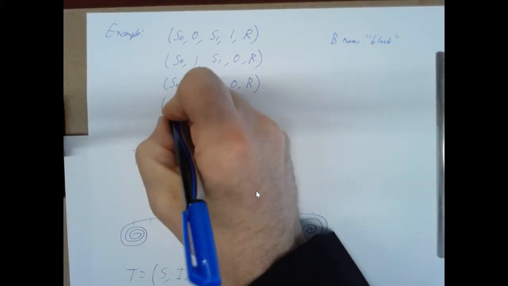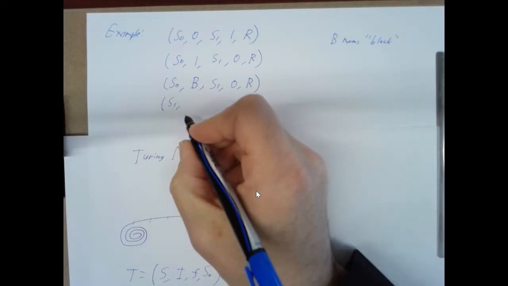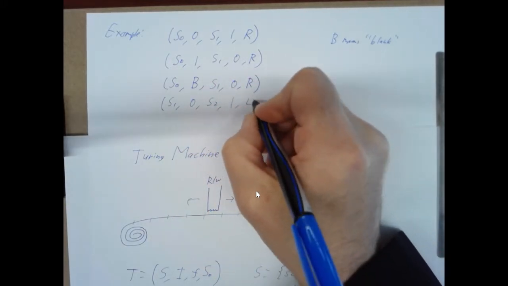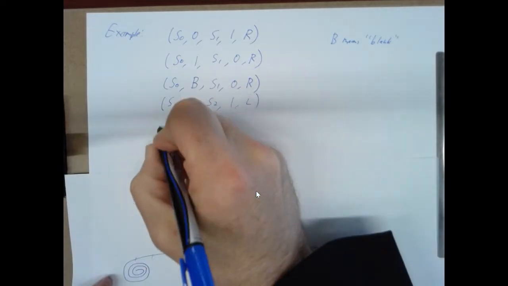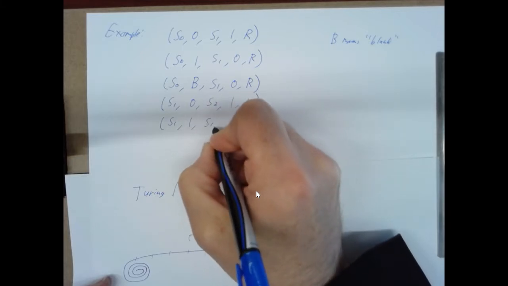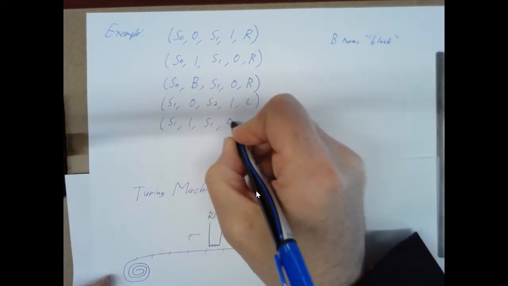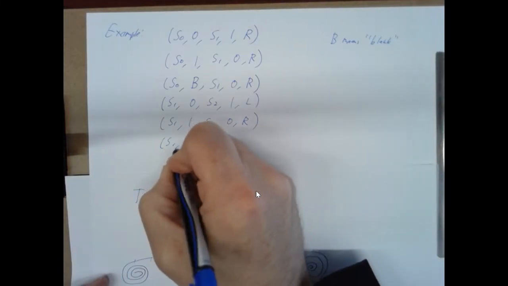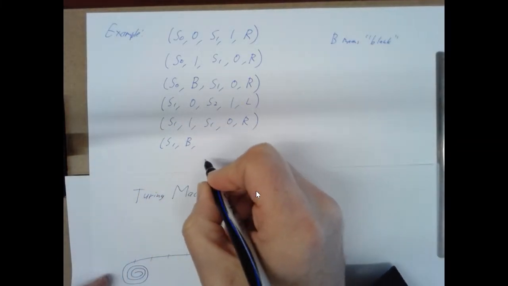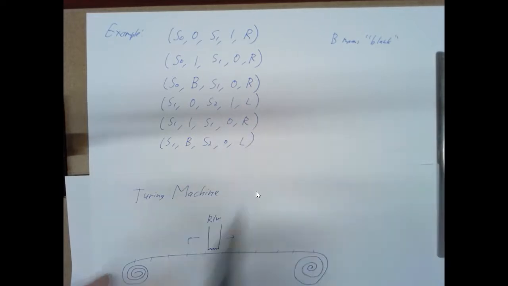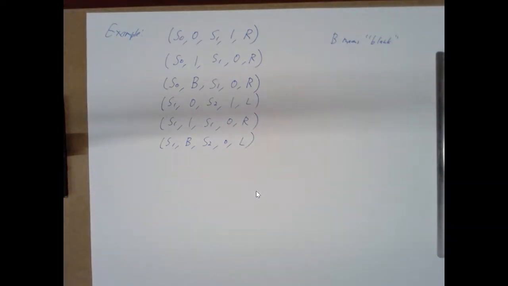If you're in state S1 and there's a 0, we'll go to S2, write a 1, and go left. If you're in state S1 and there's a 1, we'll stay in S1, we'll write a 0 and go to the right. And if we're in state S1 and there's a blank, we'll go to state S2, write a 0, and go to the left. I honestly don't remember what this does.